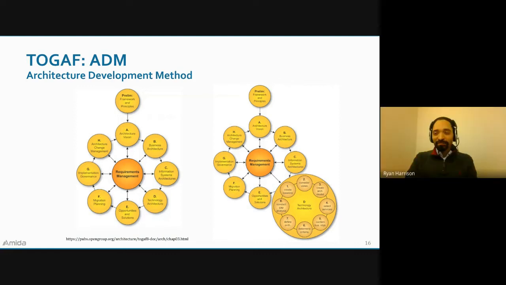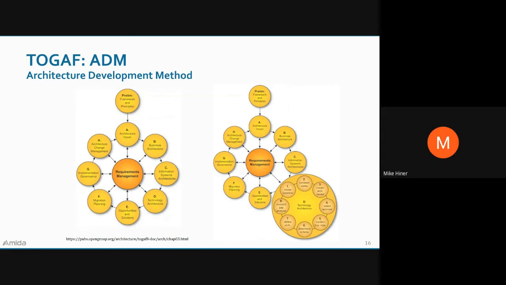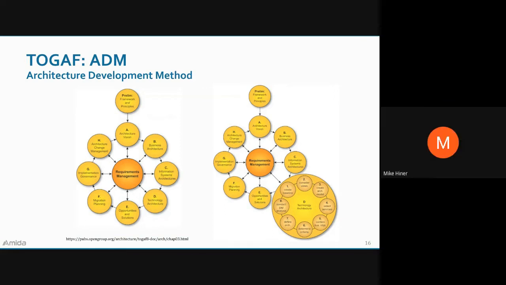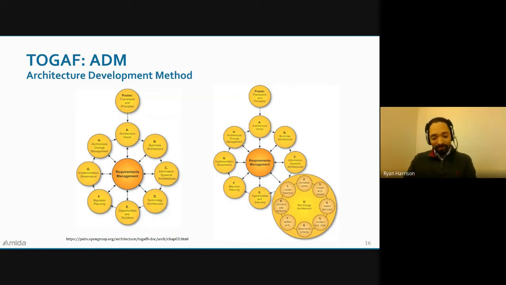So the TOGAF-y way of doing this would say, within an architecture definition document, you can have a bunch of different architectures defined. You would take your architecture building block just for the data and reuse it. So you basically pull the data architecture section out of the architecture definition document for team A and hand it off to team B and reuse the same thing. And then otherwise the architectures would evolve separately.